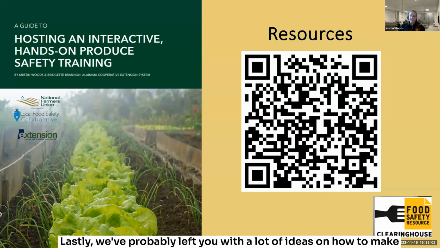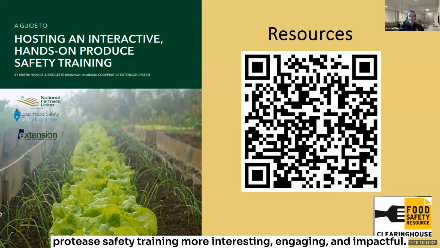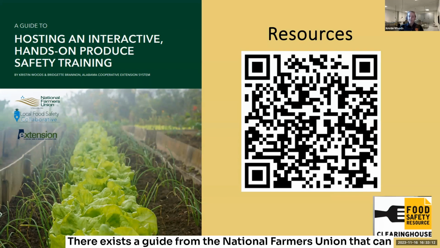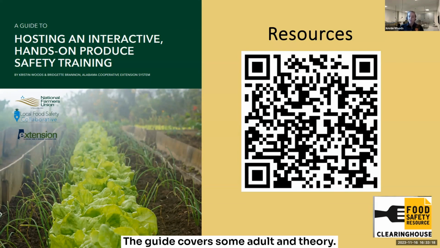Next slide. Lastly, we've probably left you with a lot of ideas on how to make produce safety training more interesting, engaging, and impactful. There exists a guide from the National Farmers Union that can help with the practical implementation of training programs. The guide covers some adult ed theory, cultural competencies, audio and visual enhancements, and examples of activities. So check it out on the National Food Safety Clearinghouse.